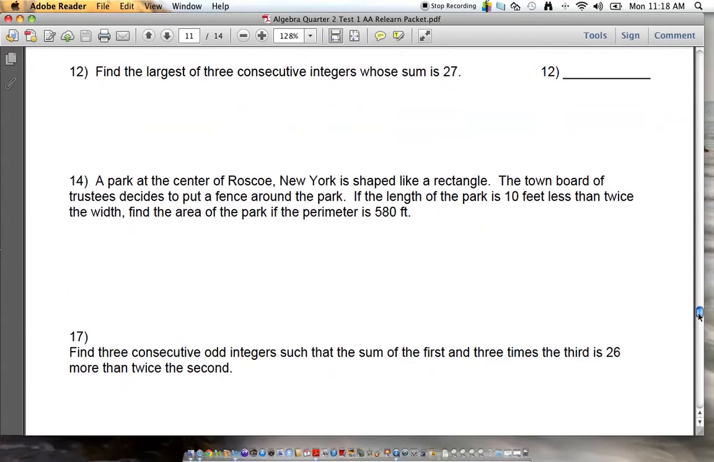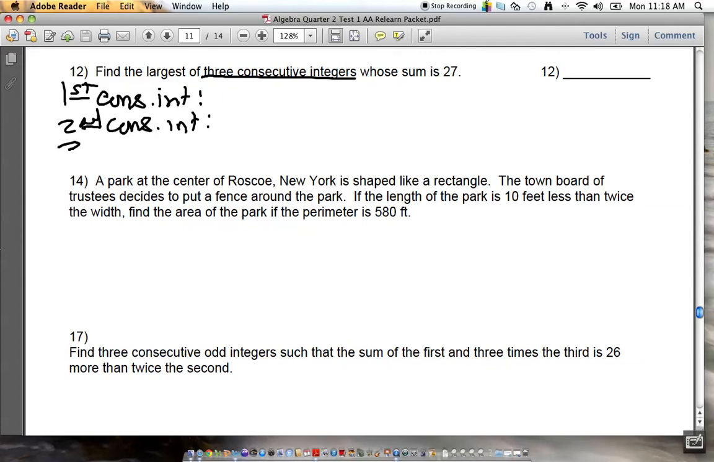And here we go. All right, find the largest of 3 consecutive integers whose sum is 27. And I always like to go over here and write this stuff out. First consecutive integer, second consecutive integer, third consecutive integer. So I've done the 3 consecutive integers. The largest would be, remember, they're going to be n plus 1, and n plus 2. So I did that, and then whose sum is 27.